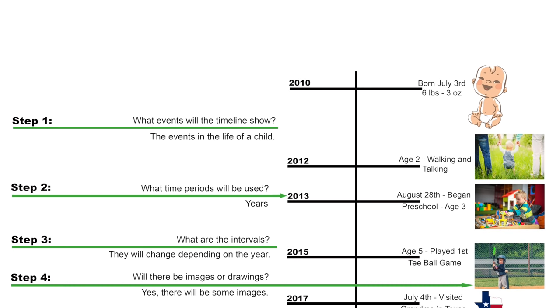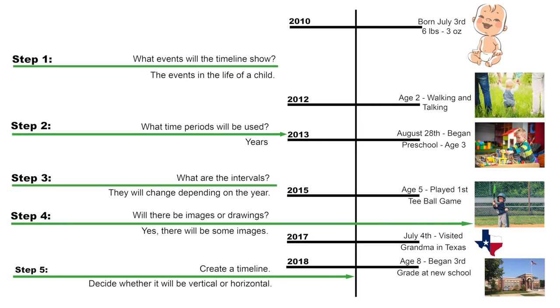Step 4. Will there be images or drawings? Yes, there will be some images. Step 5. Create the timeline. Decide whether it will be vertical or horizontal. In this example, we're going to do a vertical timeline.